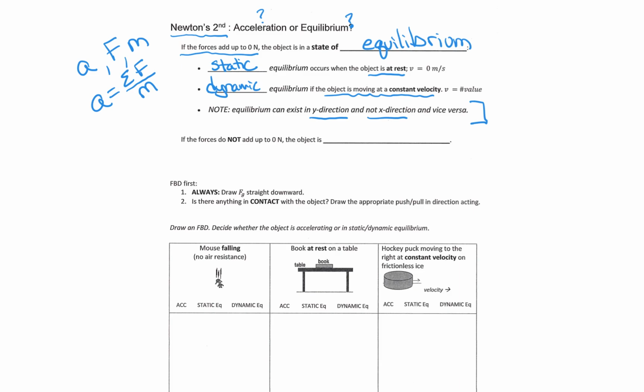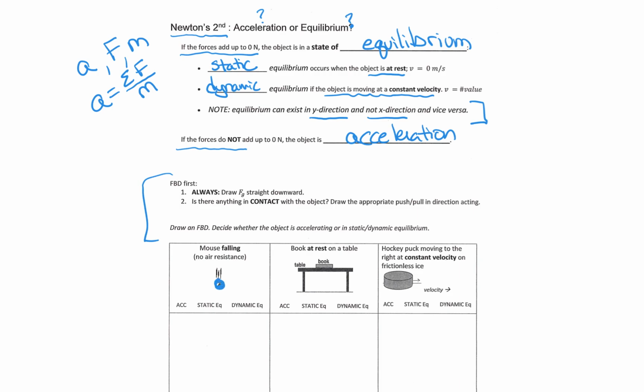So if the object has a lot of forces and they do not add up to zero, then that's actually not an equilibrium, that's an acceleration problem. So really, it digs down into what the forces are doing. So let's go ahead and analyze a couple, and here are the steps.